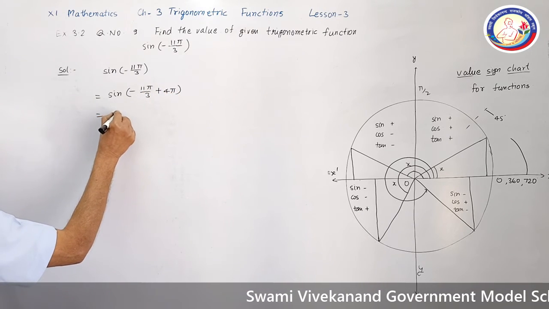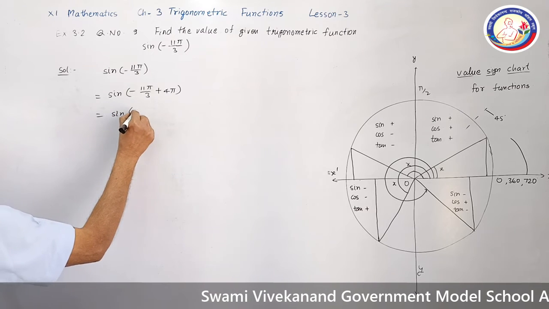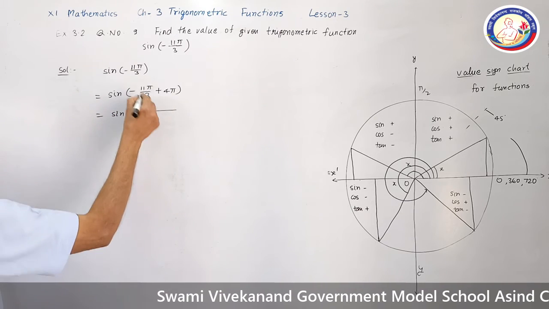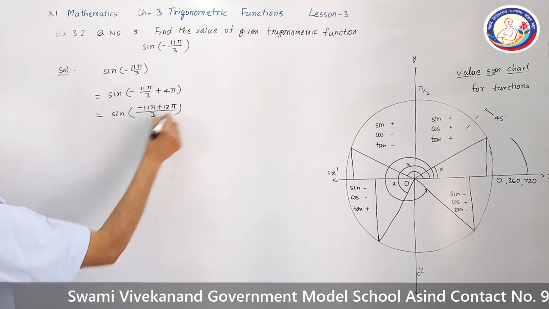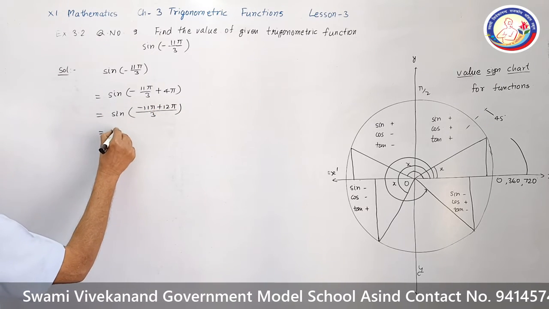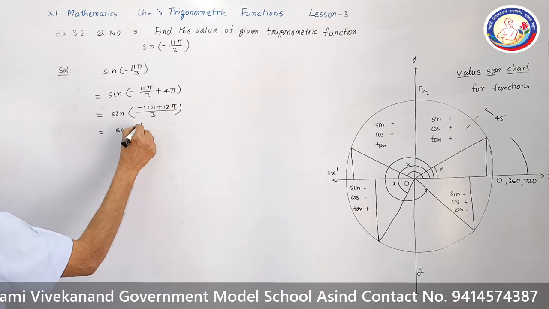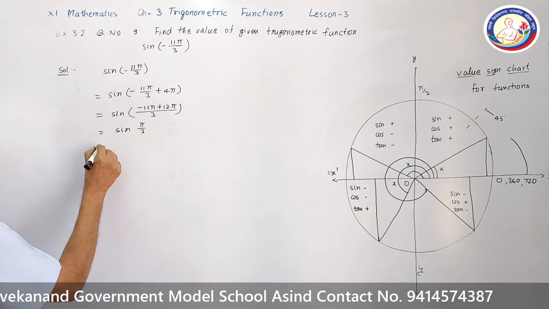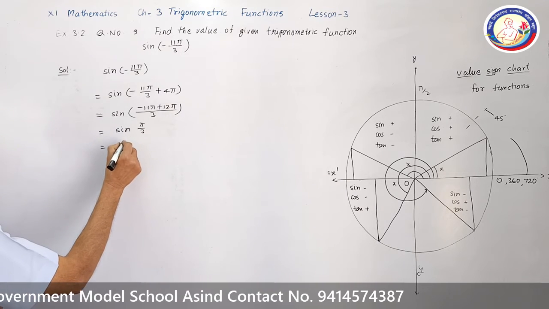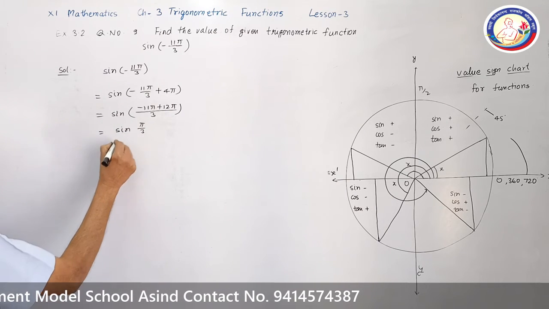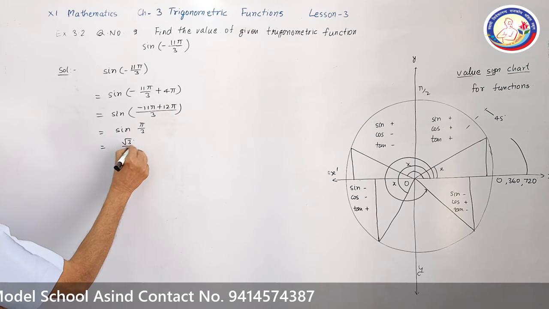It will be sine of, taking 3 as LCM, minus 11 pi plus 12 pi, and this will be sine of pi by 3. That is sine 60, which is square root of 3 by 2.